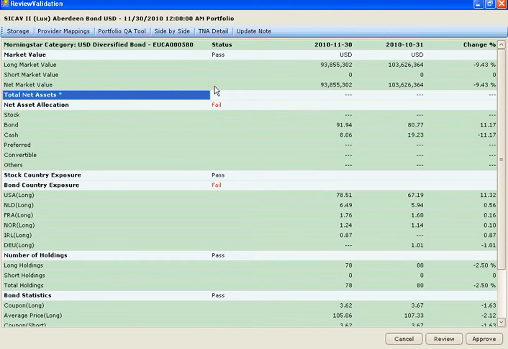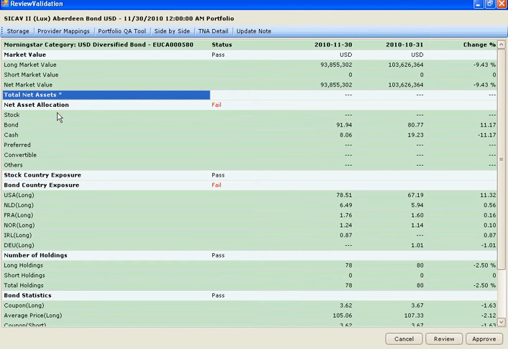For the market value, we also use the rules. We compared this one with the most recent one. If they are 1 month apart or less, the portfolio will fail if its market value has changed by more than 20%. You see, it's less than 20%, so the status is pass.